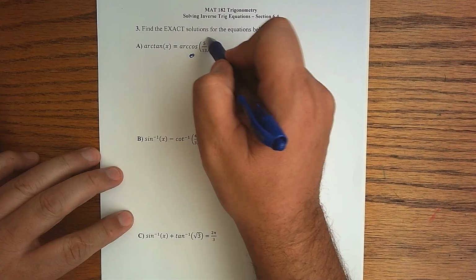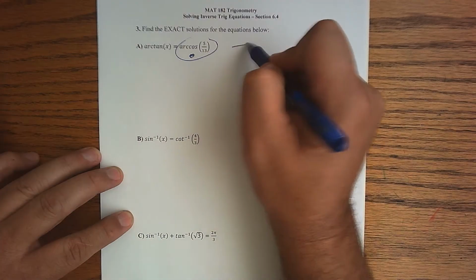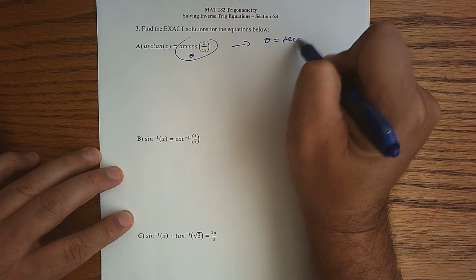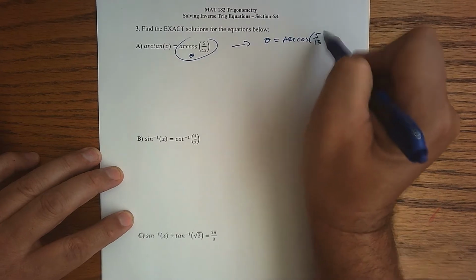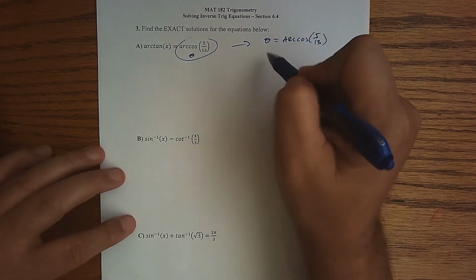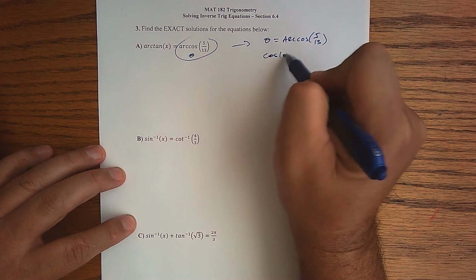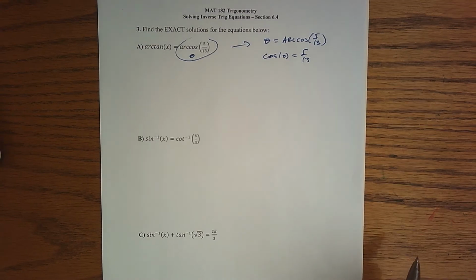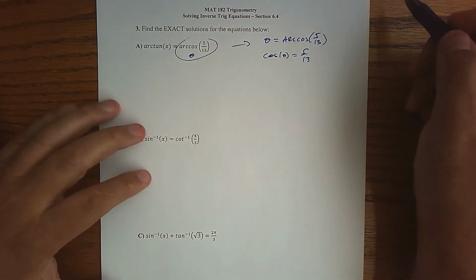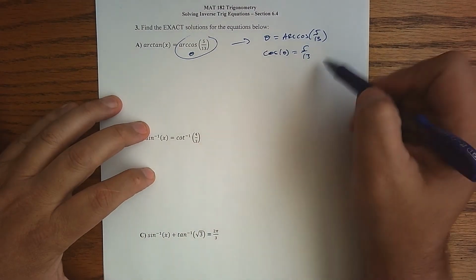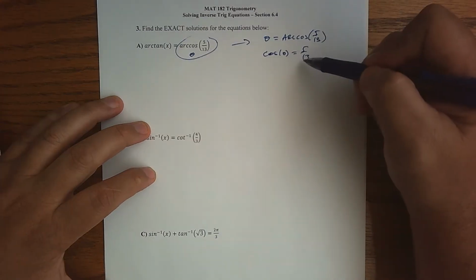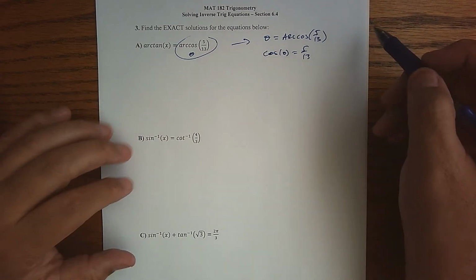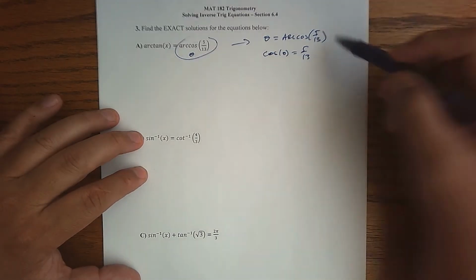So we can probably begin by looking at this side a little closer and saying that theta is the arc cosine of 5 over 13. All right, so this means that the cosine of theta is 5 over 13. And so we can start building a right triangle for the situation, or XYR definitions, whatever you want to do with regard to this. I'll go ahead and do a right triangle.